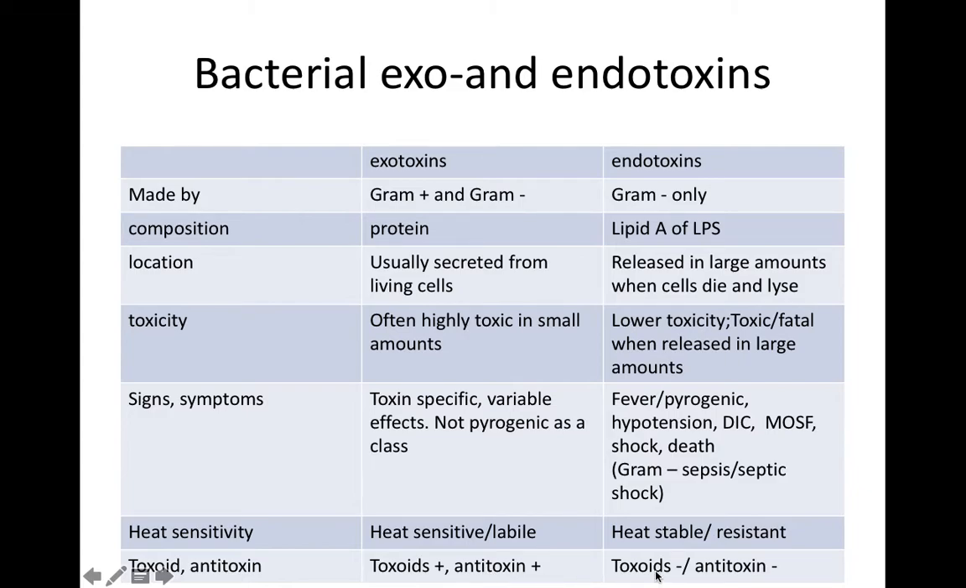Bad news, you guys, on endotoxins, you can't make toxoids from the lipid A. Lipids are just lousy antigens, so you can't make a toxoid out of them, and you can't get protective antitoxin made. So this is a real challenge, right? If you have a patient going into gram-negative sepsis or septic shock.